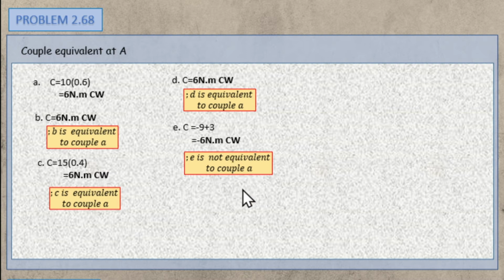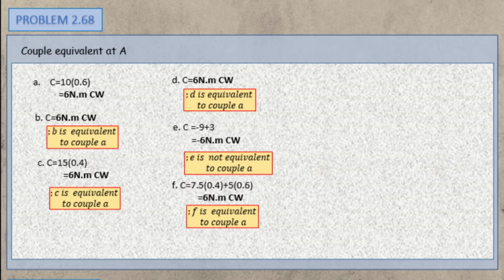So for F, we have 7.5 force rotating in clockwise direction. So it will be 7.5 multiplied by its perpendicular 0.4. And another force, 5 Newton, rotating in clockwise direction. So it will be plus 5 multiplied by its perpendicular distance, 0.6 meter. And it will give me 6 Newton meter rotating in clockwise direction. Therefore, F is equivalent to couple A.